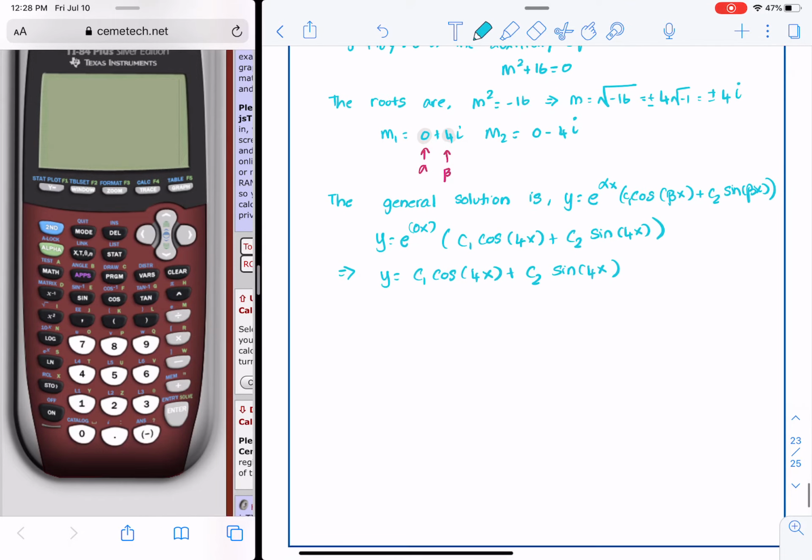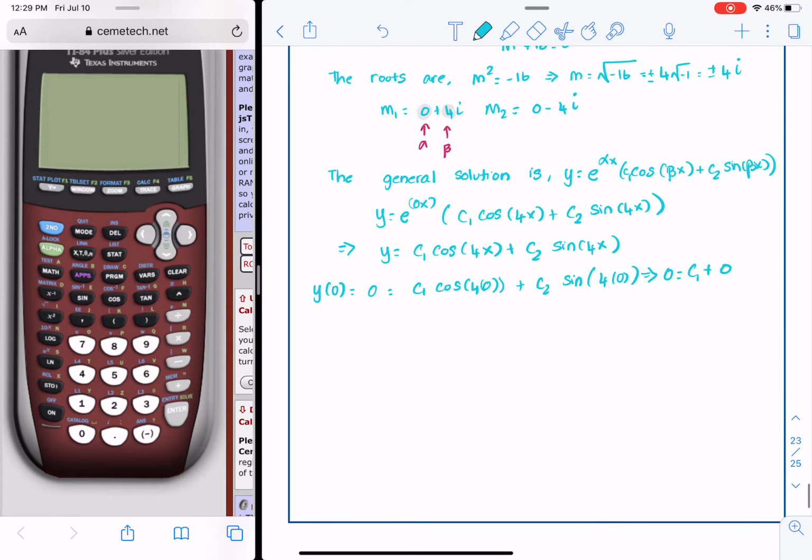Now we could use the initial value conditions. So y of 0 is 0, which would mean C1 cosine of 4 times 0 plus C2 sine 4 times 0 equals 0, so C1 plus 0, because sine 0 is 0.